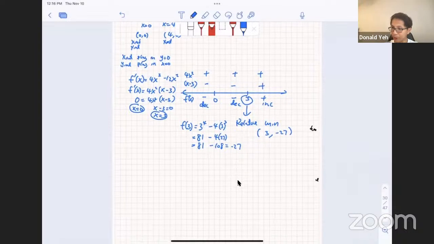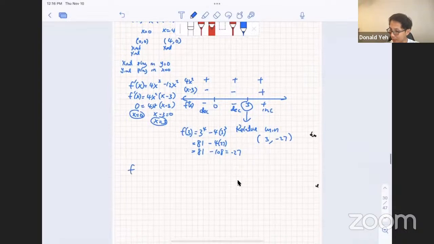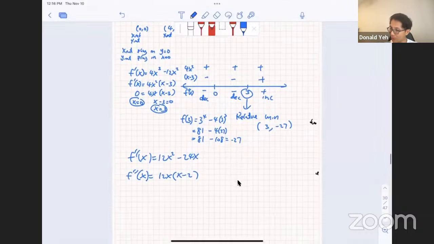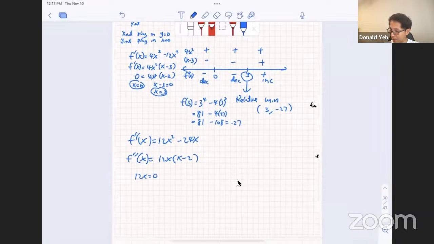Okay, so now I'm going to do the second derivative. The second derivative is equal to 12x squared minus 24x. I can find the possible inflection points. Again, when the second derivative equals 0, it does not mean it's an inflection point, it just means possible. So I have 12x equal to 0 and x minus 2 equal to 0, so x is equal to 0 or 2.